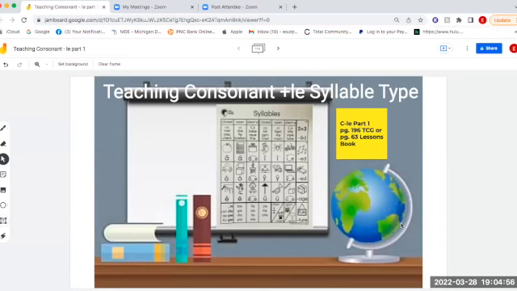So we're going to be talking about how to teach the consonant LE syllable type. Now there are two parts to this syllable type. We're going to be going over part one because it is pretty extensive. So this lesson actually comes much later in the sequence. You actually teach this after you've taught several of the vowel teams.